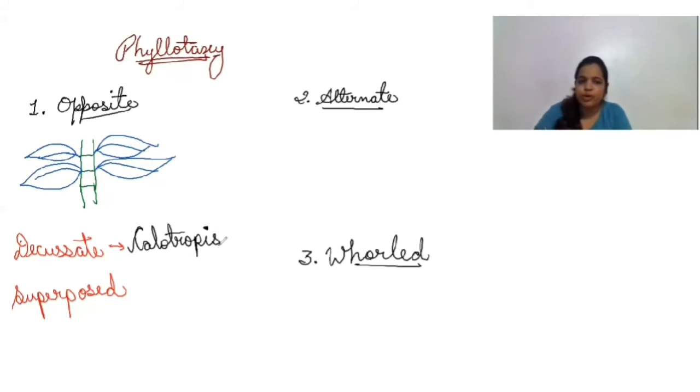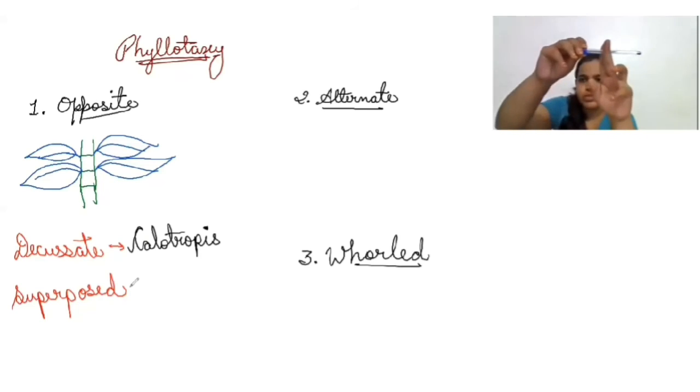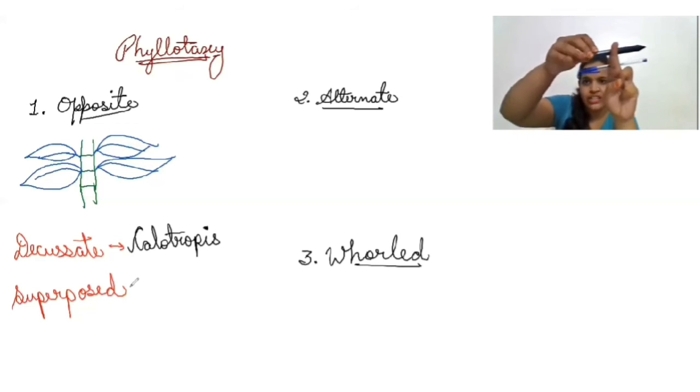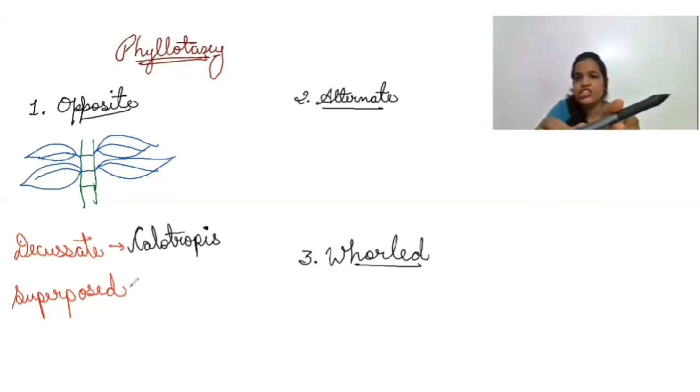Then we have superposed phyllotaxy. Superposed means one above the other. If on the first node the leaf is present like this, then on the second node also the leaf will be present the same way. I'll put this pen over here on the second node and this pen over here. So you can see the leaves are present parallel, just above each other. This type of arrangement is known as superposed phyllotaxy and it is found in guava.